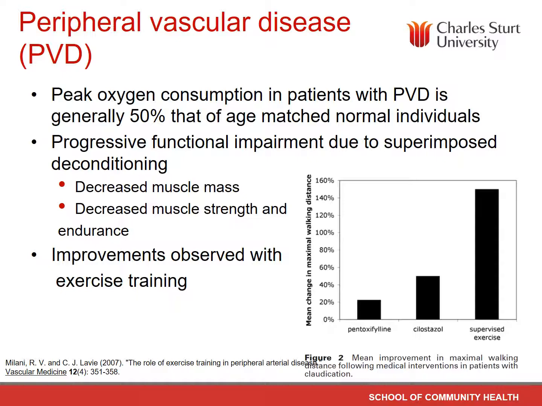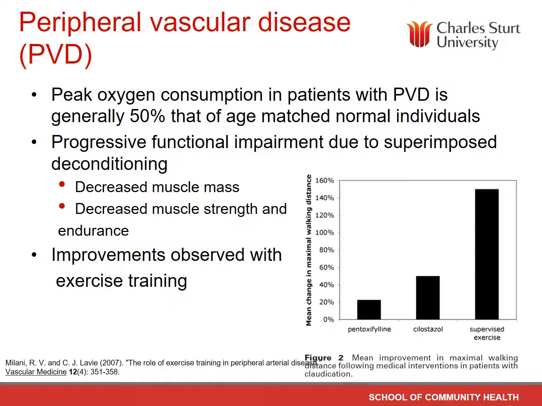The peak oxygen consumption in patients with peripheral vascular disease is usually 50% lower than that of age-matched individuals. Obviously, if your body can't deliver oxygen to working muscles, you're going to have a decrease in cardiac output going to those muscles. This leads obviously to deconditioning. So if you can't get that oxygen down to those muscles, you're going to have a decrease in muscle mass, a decrease in muscle strength and endurance, which sort of feeds almost a positive feedback loop.